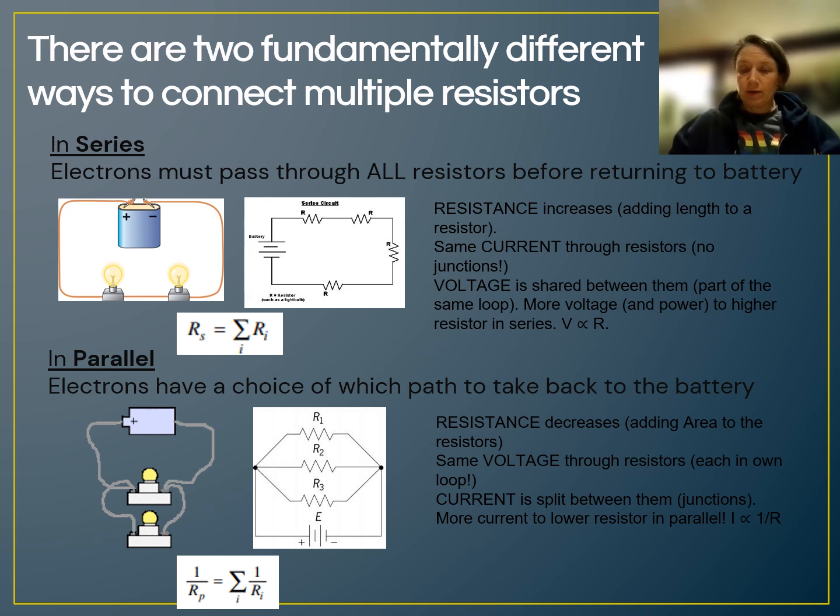The current, however, does not have to be the same because we have a junction before and after each of those resistors. So the current is going to split, and what you will find is that more current goes to the smaller resistance path in this case, and it follows the mathematical relationship of I is inversely proportional to R. So you can use that to help figure out how much current is going to each of the branches.